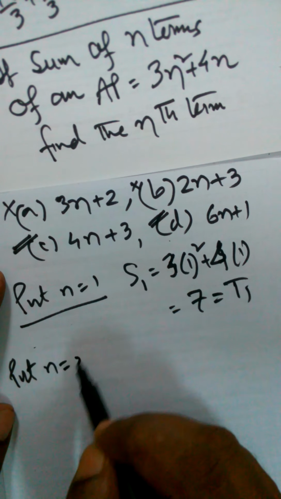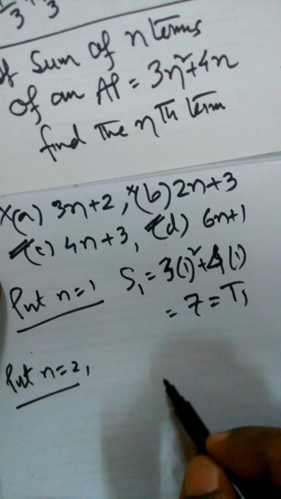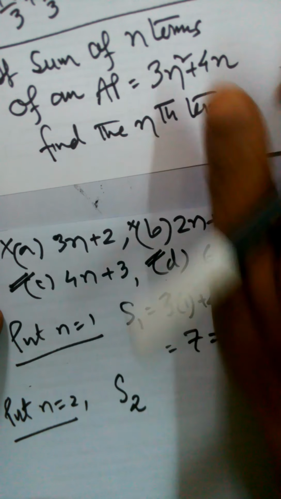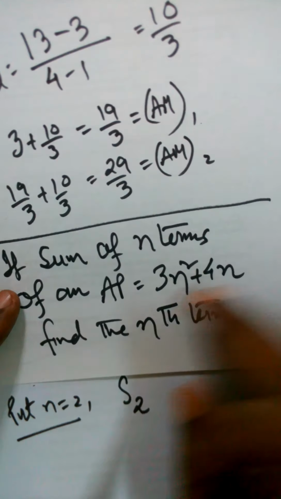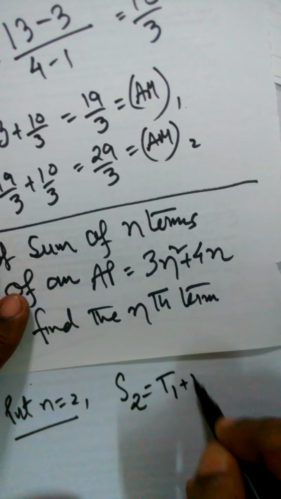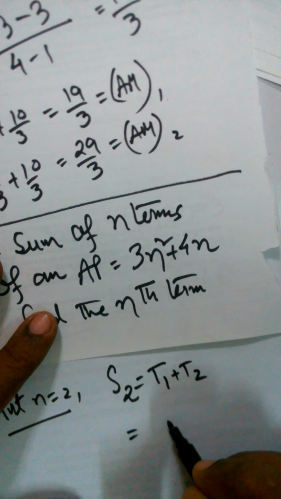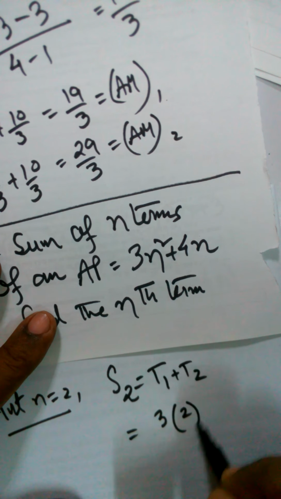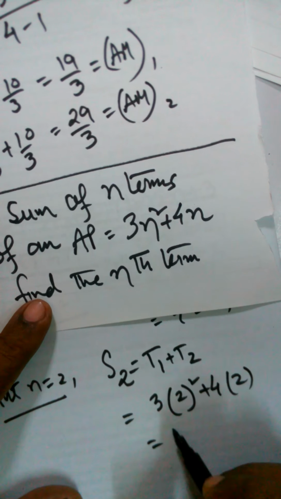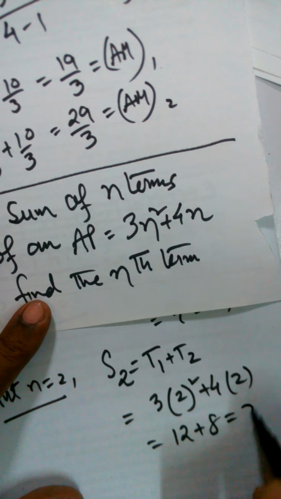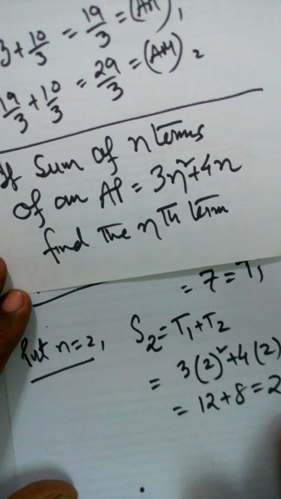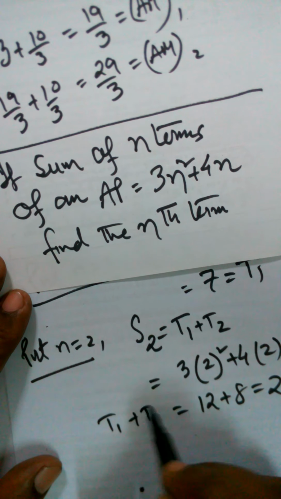Put n is equal to 2. When you are putting n is equal to 2, that will be the sum of two terms. Remember, now we are putting this expression n is equal to 2. That is the sum of two terms, which is t1 plus t2. t1 plus t2 is 3 into 2 square plus 4 into 2, which is 12 plus 8, and that is 20. So the sum of two terms is 20, that is t1 plus t2 is 20.